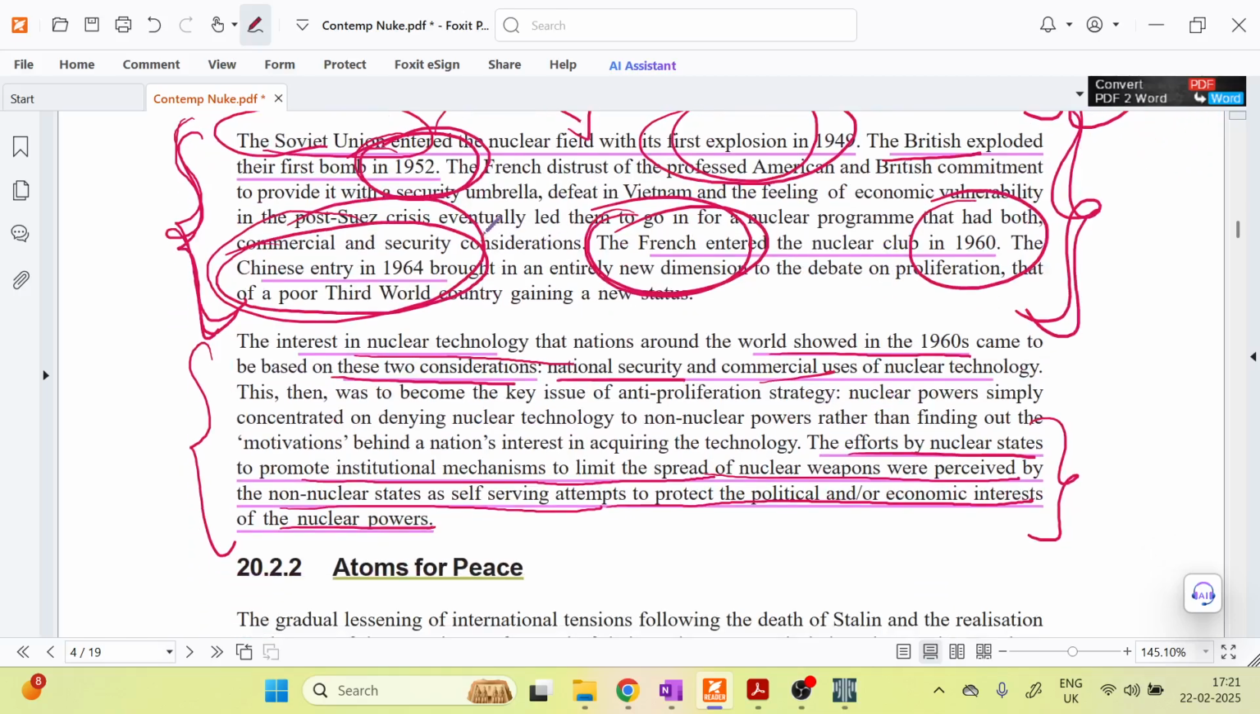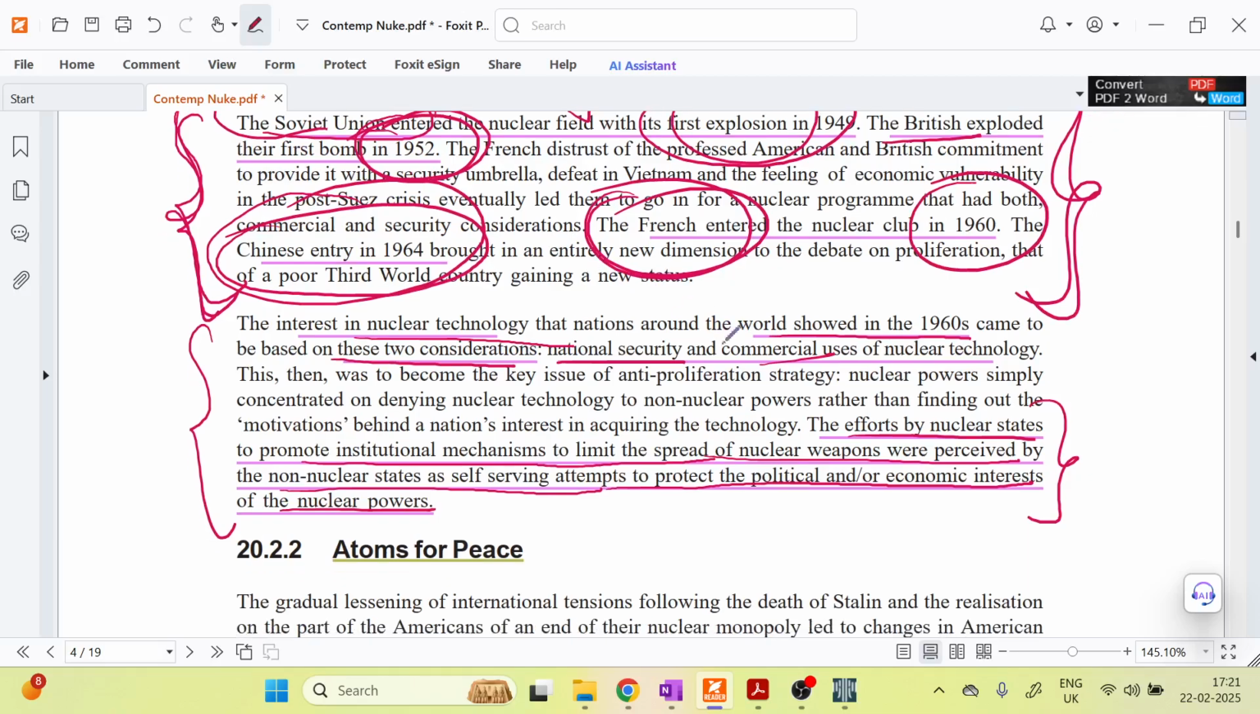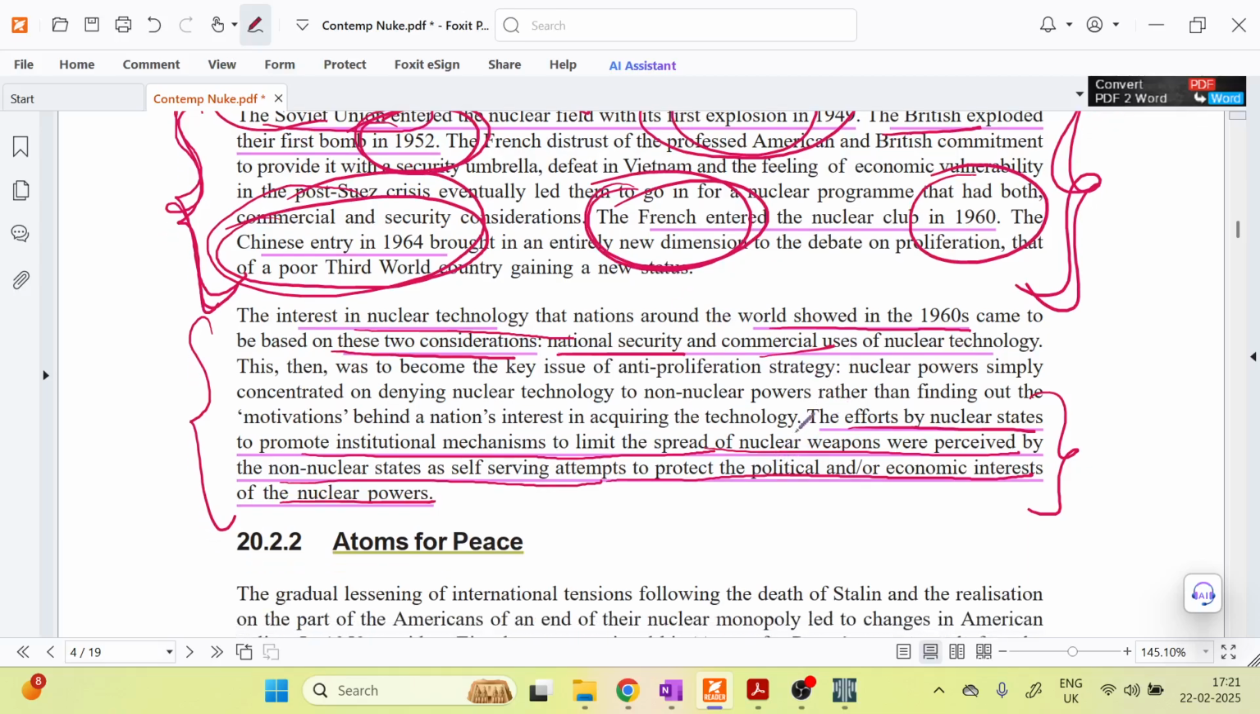And when they had developed their own, they walked the same line. They also talked about putting in institutional mechanisms to limit the spread of nuclear weapons. Which in other terms means: if you have acquired nuclear weapons, do not let others acquire this technology.